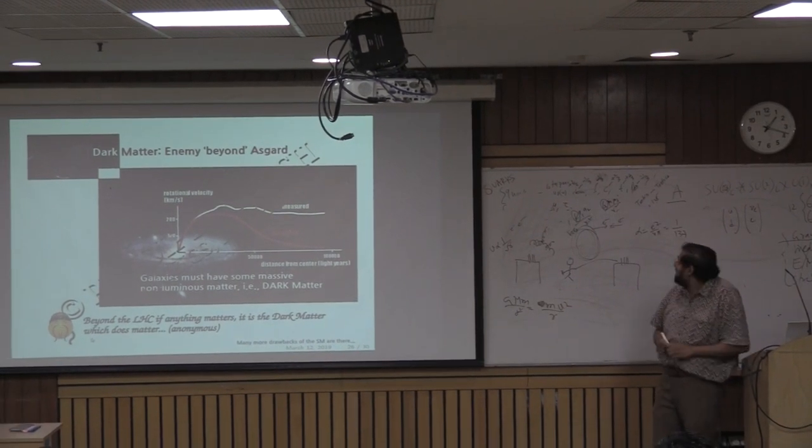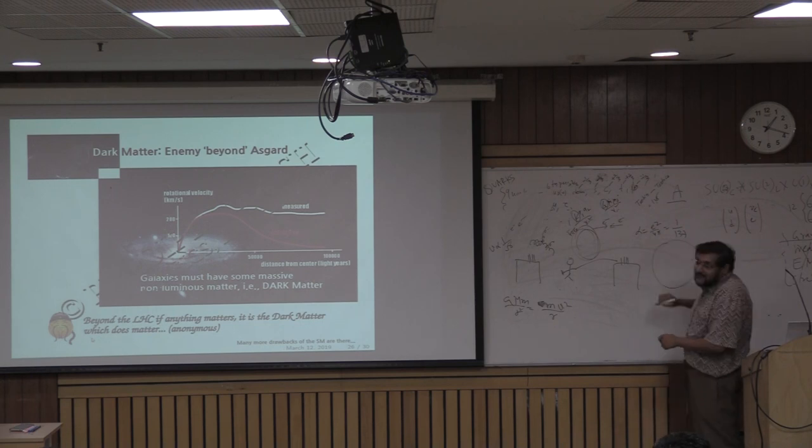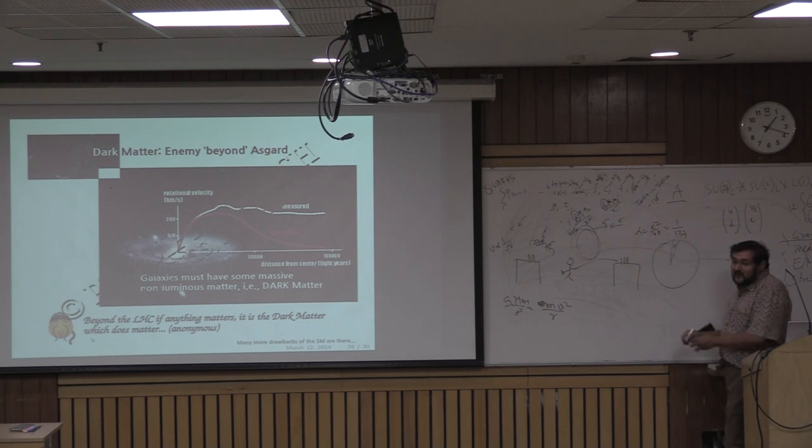Many of you have seen people normally give you a pie chart and they show that only 4% is the visible matter. Then you have some amount of dark matter, and there is a big chunk which is called dark energy. What is the origin of dark energy? As of now, we do not have a complete theoretical answer. So these are open questions.